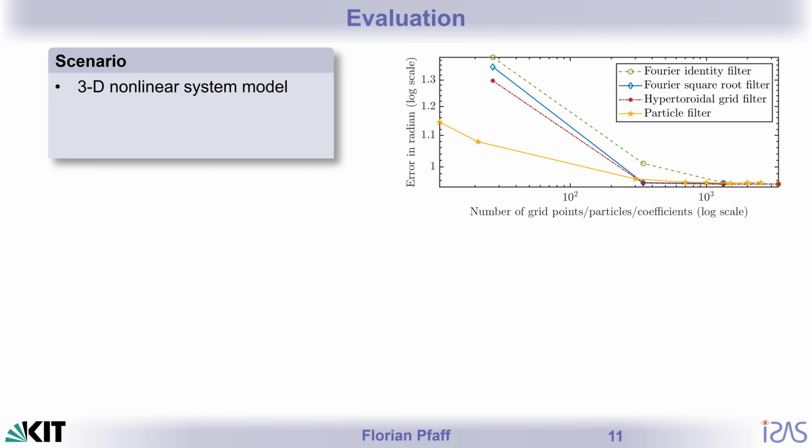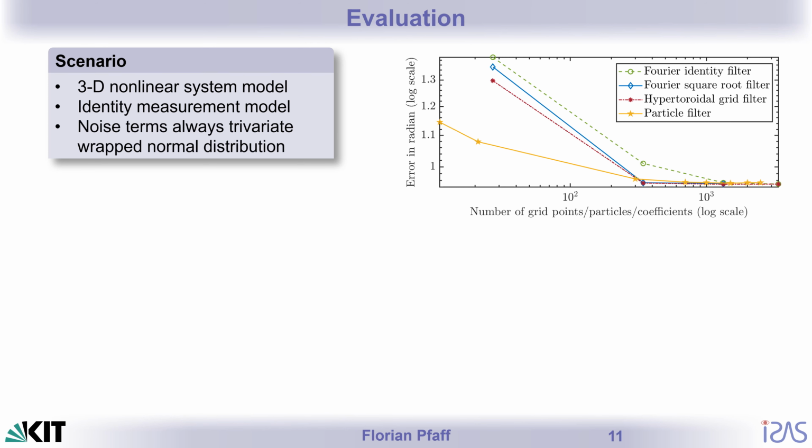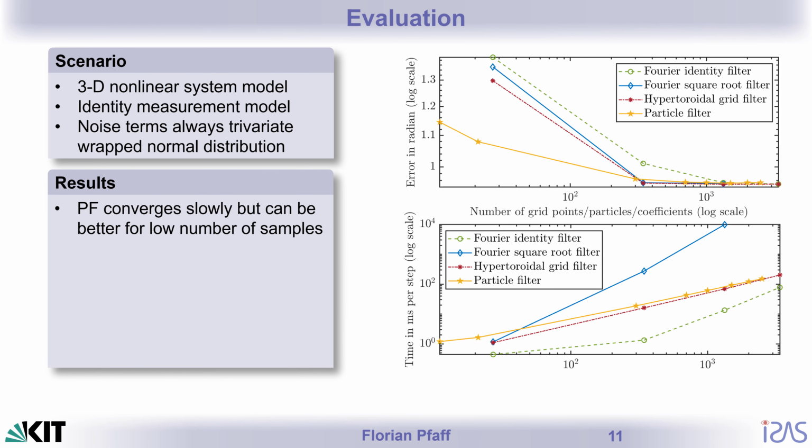We consider a three-dimensional scenario with a nonlinear system model, an identity measurement model, and both are perturbed by a noise term that is distributed according to a trivariate wrapped normal distribution. Here we have the filter results. At the top we have the estimation error, which is the average of distance between the estimate at the last time step, that is determined as the circular mean, and the true value. And here we have the run times.